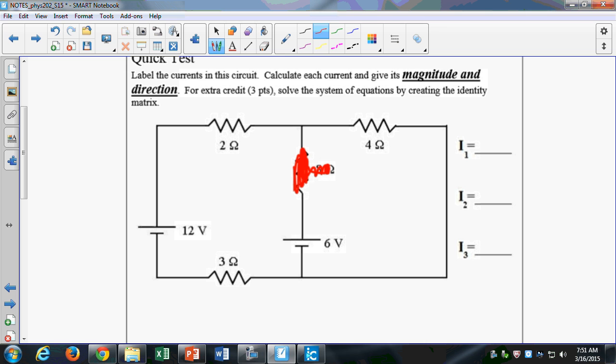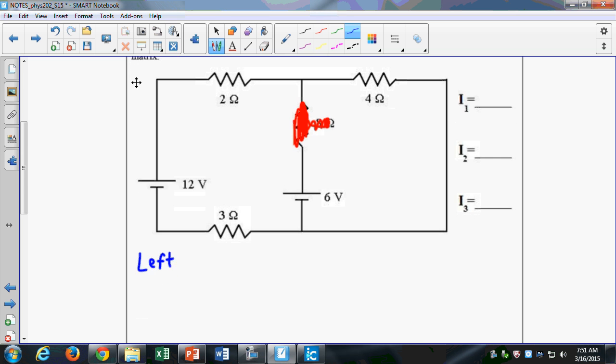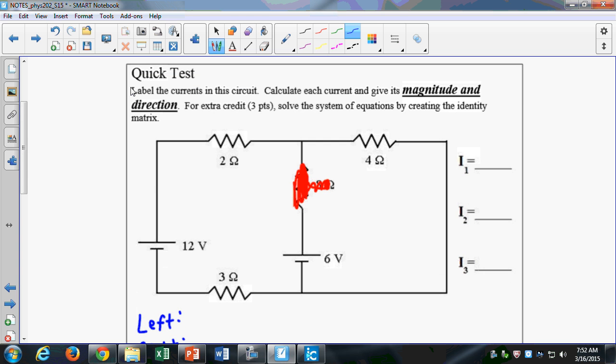When I solve this, I'm going to write the left loop, the right loop, and the junction equation. You could do the big loop though if you wanted. But when I do, I'm going to do the left loop and the right loop, and then the junction rule. I'll give you about 4 minutes, then I'm going to jump in there.